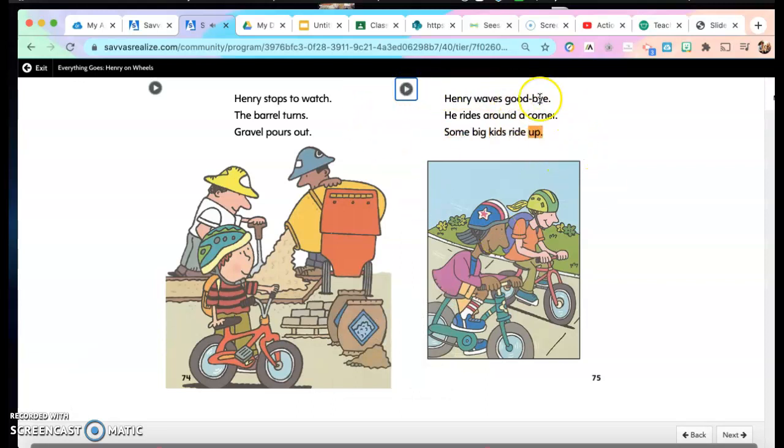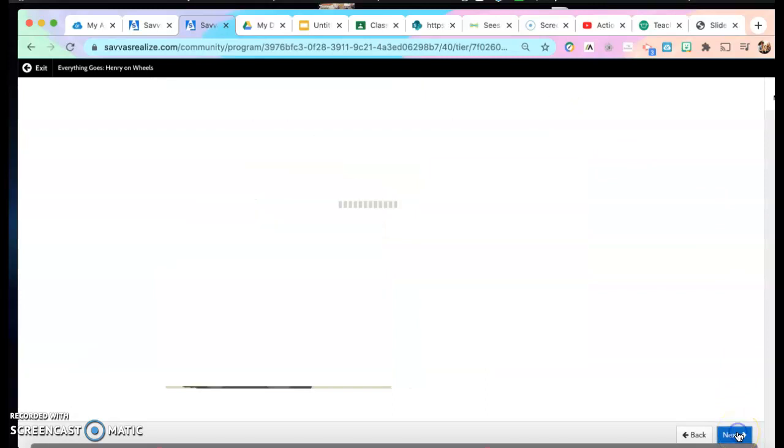So he's going around another corner. When we talked about going around a block, right? A block is kind of like a square or a rectangle in a neighborhood of streets.